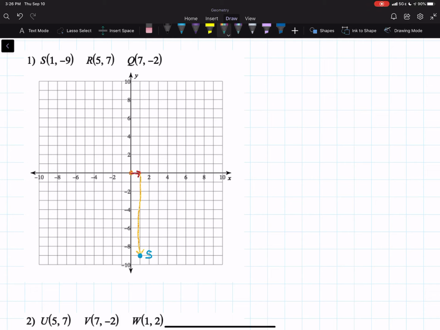All right, the next one is a positive x value, so I'm going to go to the right 5. 1, 2, 3, 4, 5. Remember, this one only shows even numbers, so the 5 is just the one in between. And then you're going to go up 7 up here. Mark that one. That was point R. And then point Q is 7. So all the way over to 7. And then it's a -2, so it's down 2. So our point is right here, and that is Q. All right? That is plotting a point.